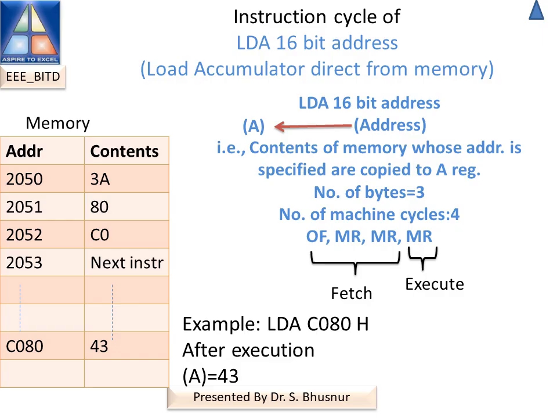So whether it is 16-bit data or a 16-bit address in 8085, after the opcode the low order byte is coded first and then the high order byte. Say if the memory location C080 consists of 43, then after LDA C080 the content of C080, that is 43, will be copied into the A register.